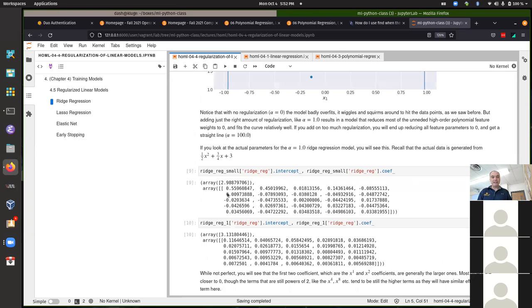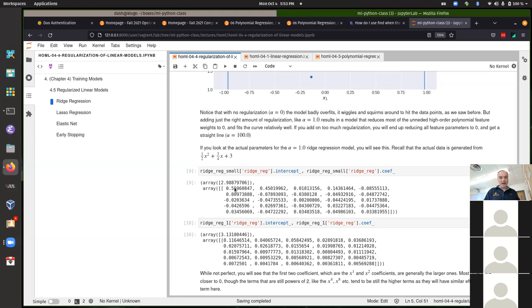So we end up with 3, and you can see that a lot of these higher order terms. This will be the x to the power of one term, so the 3/4, and then the x squared, and then x cubed, and so on, I believe here, right? So about 0.5, this is a little bit small.